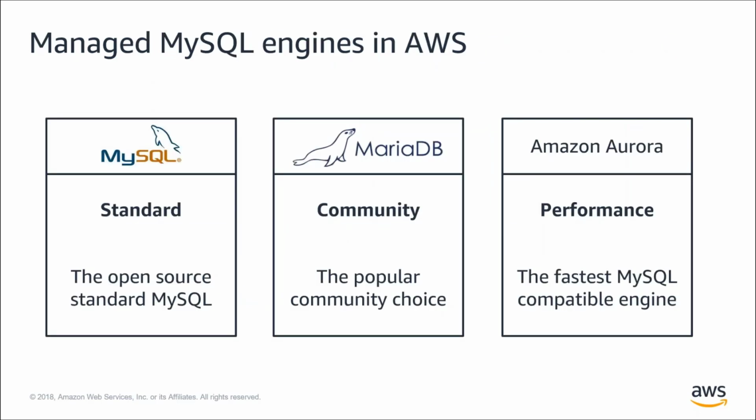Now you've got a few choices for MySQL engines in AWS on the managed side. You've got MySQL Community Edition, that's the standard MySQL. You've got MariaDB, which is a popular fork of MySQL that has broad community support. Or you've got Amazon Aurora, which is the fastest performance MySQL compatible engine in AWS.